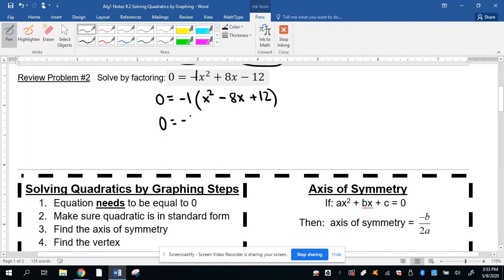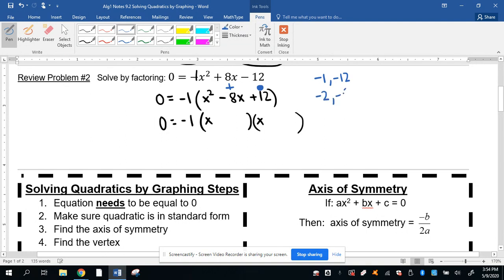And inside the parentheses, it is a trinomial, leading coefficient is 1. Therefore, it's a double bubble problem again, meaning we're looking for two numbers that multiply to get +12, add to get -8. So two numbers that multiply to get a positive and add to get a negative would be two negatives. So -1 times -12 will multiply to get 12.